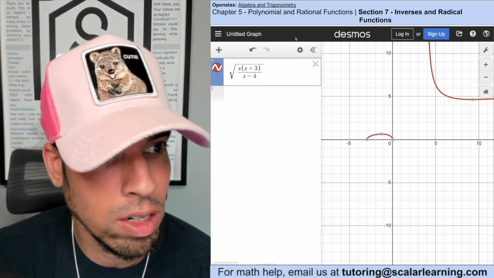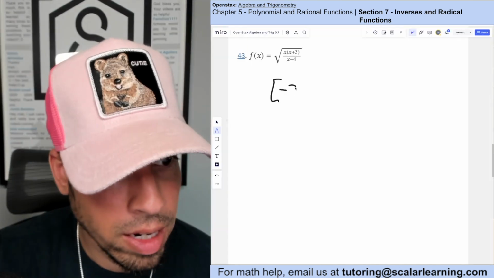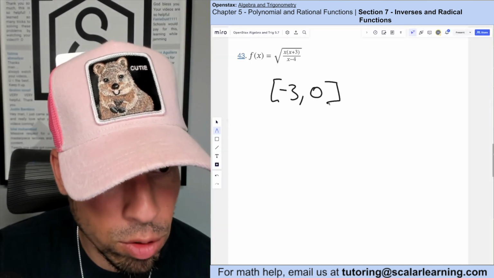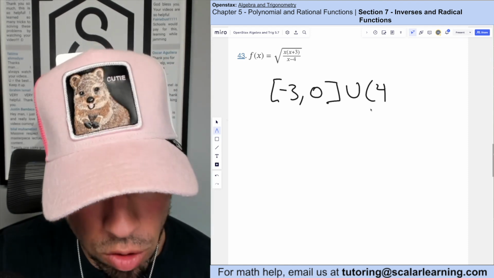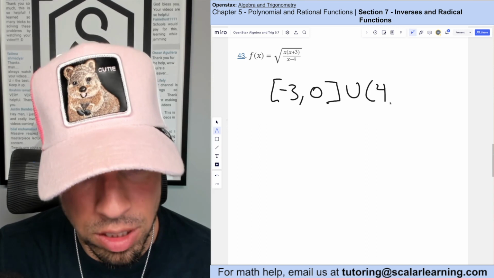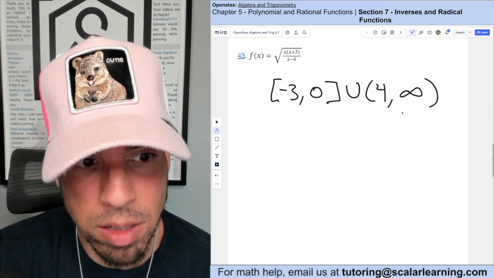So let's write that out in interval notation. So we've got from -3 up to and including 0, union, not including but starting at 4, hence the curved parenthesis, because it's an asymptote, it doesn't actually exist there, going to positive infinity, boom, done.